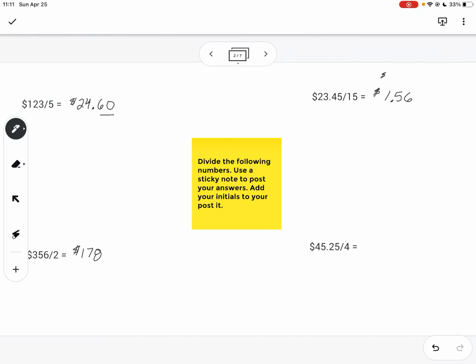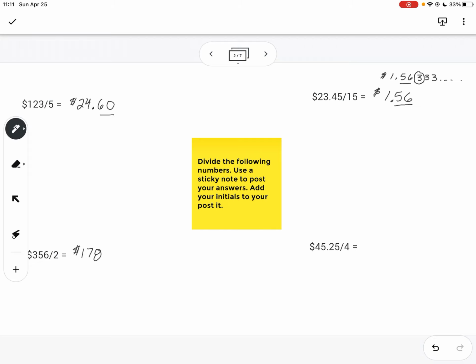1.56. Now the real answer that I got when I did it on my calculator was 1.563333333. I know with money, I'm always rounding to 2 decimal places. So what I need to do is look at this number, the third decimal place, decide if it's bigger than 5 or less than 5. In this case, because it's less than 5, I'm going to write my 2 digits as 56.